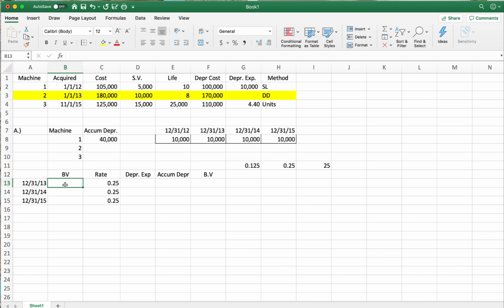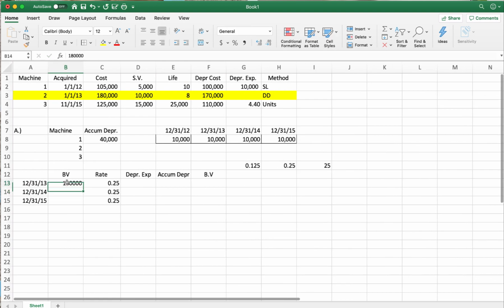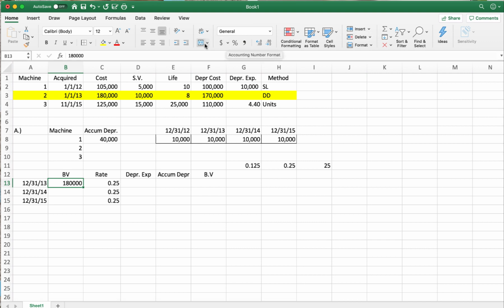The book value at the beginning of 2013 was $180,000. That's what I paid for the machine. Remember, when we use double declining, we do not subtract out the salvage value. Why? Because once we recognize all the depreciation, the book value needs to be that $10,000, which is the salvage value.